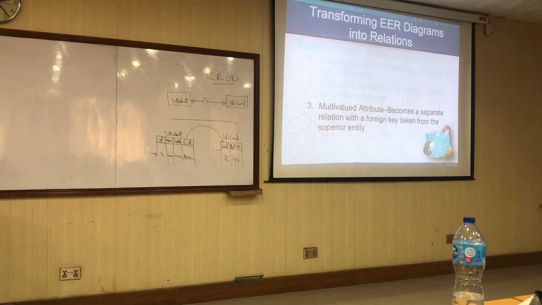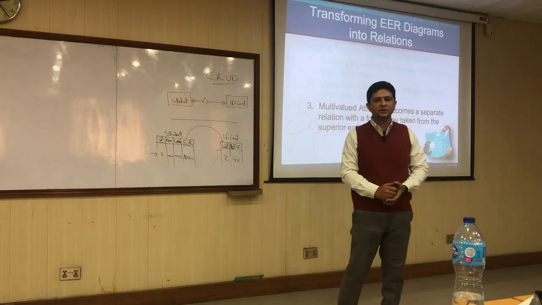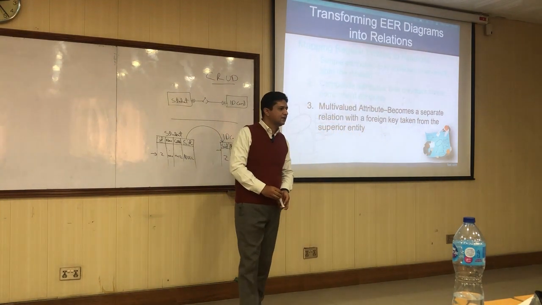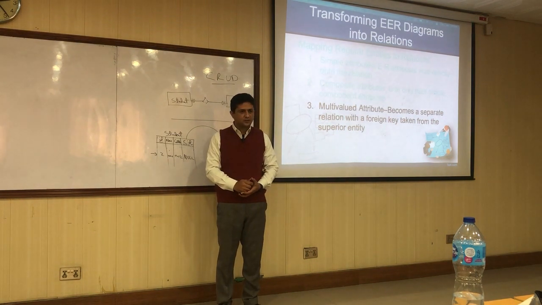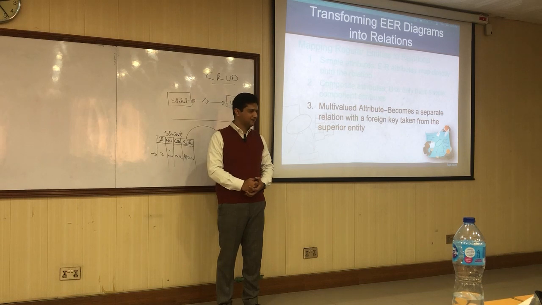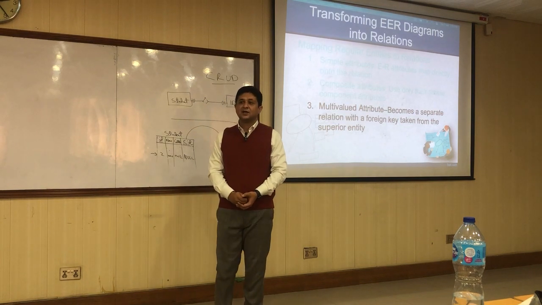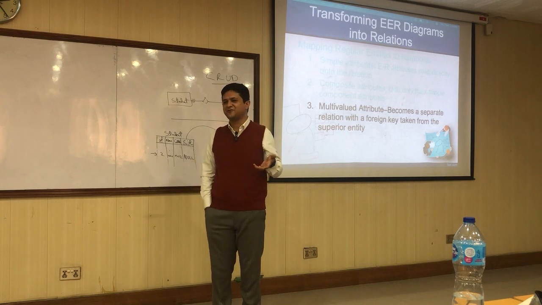If we have a cell with multiple values, a multi-valued attribute, for example, we are modeling the students relation and we have skills as a multi-valued attribute. That means that we can have more than one skill against one student. In that particular case, it would become a separate relation. Whenever there is a multi-valued attribute, that would become a separate relation, and that relation shall have a foreign key from the entity के जिसका वो multi-valued attribute.